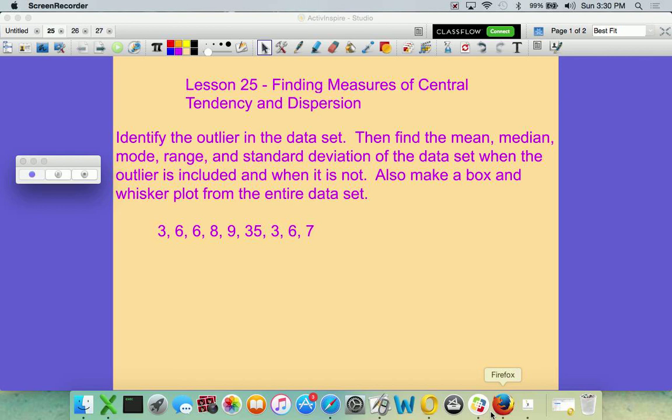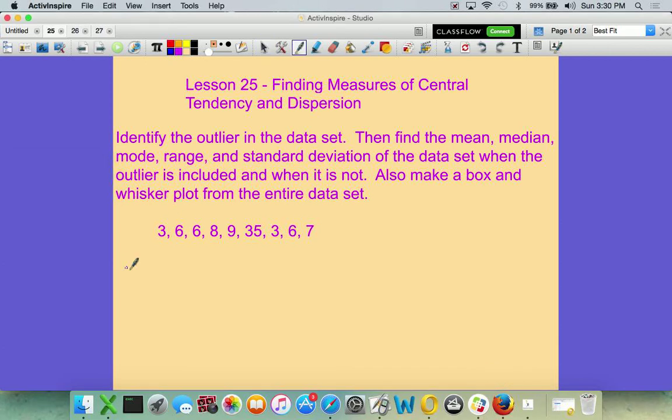We're going to talk about finding measures of central tendency and dispersion in lesson 25. First off, you know most of this stuff. To find our mean, median, mode, and range, you have been doing that for a long time, but let's just go through those really quick.